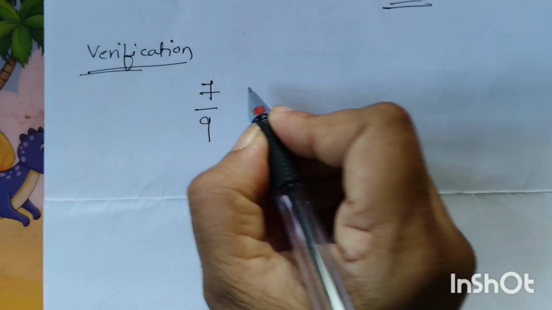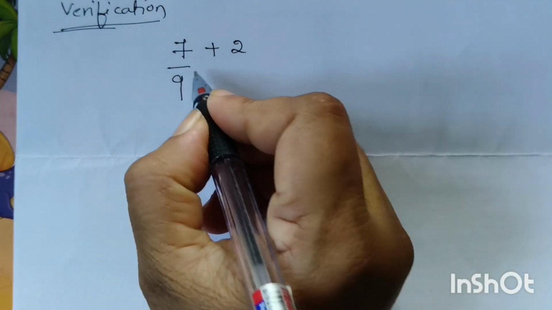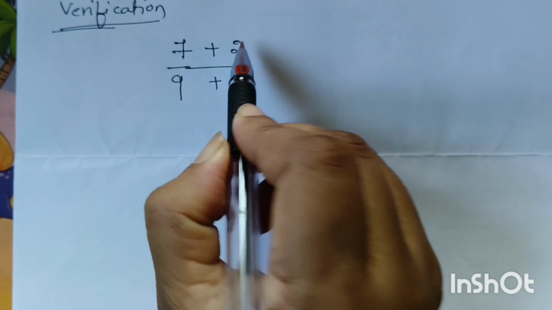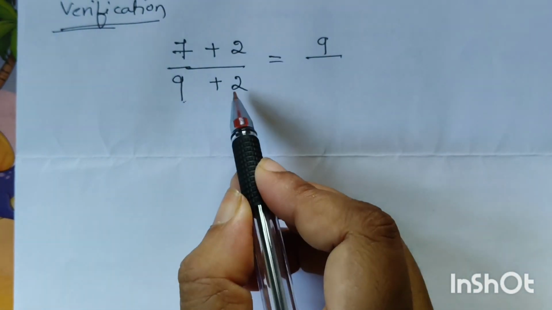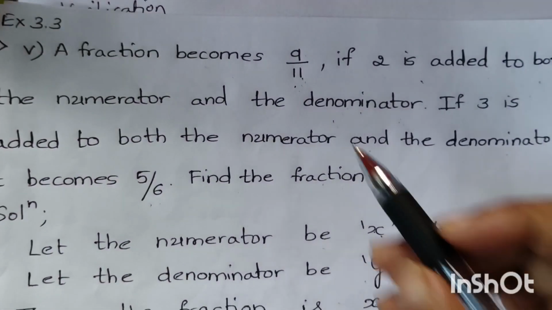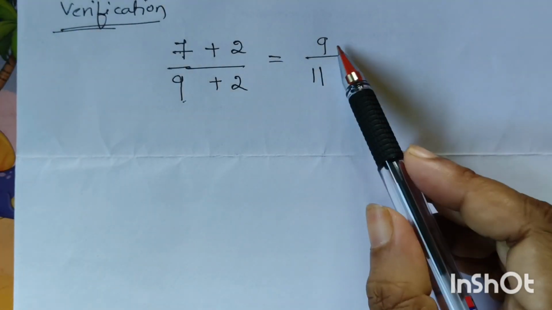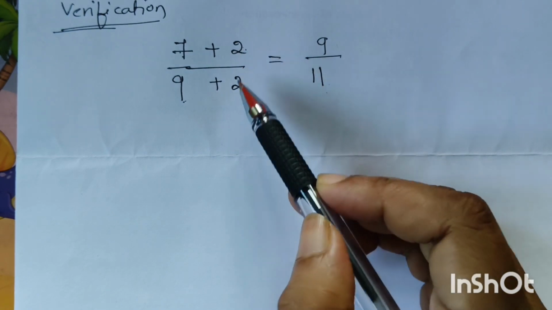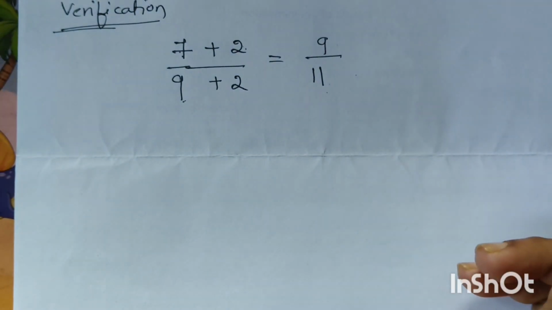Let us add 2 to the numerator and to the denominator. Let us see what it will become. 7 plus 2, 9. 9 plus 2, 11. What did they tell us? The fraction becomes 9 by 11 if 2 is added to the numerator and denominator. Yes, the fraction became 9 by 11 if we add 2 to the numerator and 2 to the denominator, right? Therefore, our equation 1 holds good.